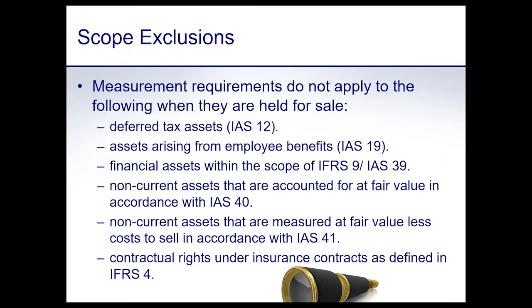Any non-current assets that are measured at fair value less any cost to sell, in accordance with IAS 41, here we're dealing with agricultural assets. So whether I'm dealing with biological assets or I'm dealing with growing crops, those will be dealt with under IAS 41. Any contractual rights under insurance contracts are dealt with in terms of IFRS 4. But folks, again, it's just the measurement requirements that don't apply. So the measurement requirements of IFRS 5 don't apply to these particular items, but the presentation and disclosure requirements certainly will.